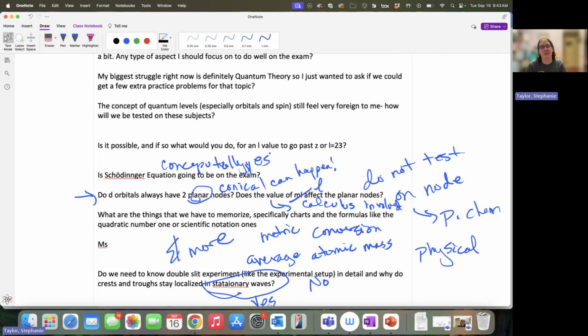Can you basically have an L value that goes so high that you run out of alphabet? I'm sure there's an answer for this. I'm just going to put I have to look that up because I don't know. Fascinating question, but I don't actually know.